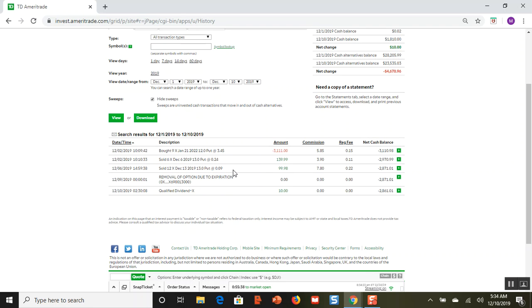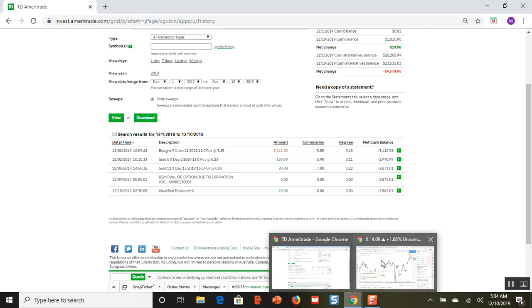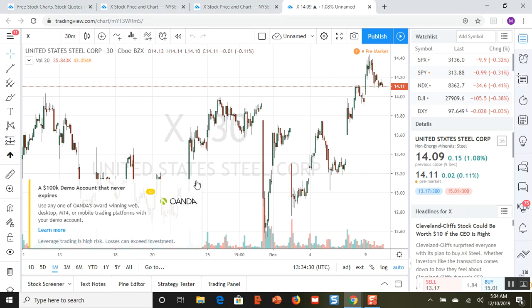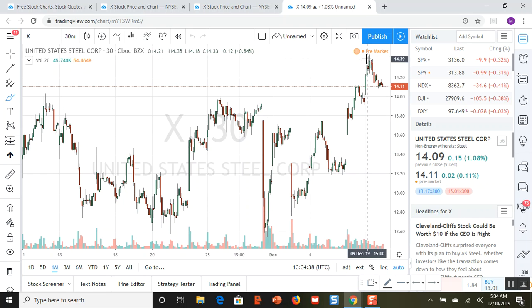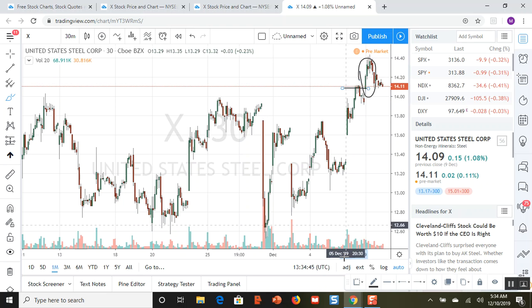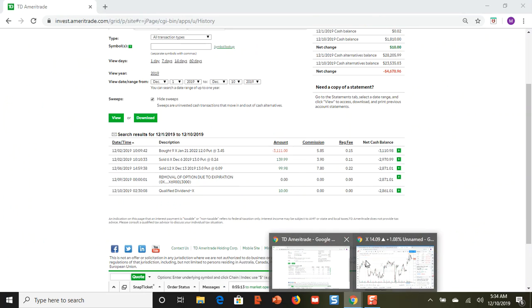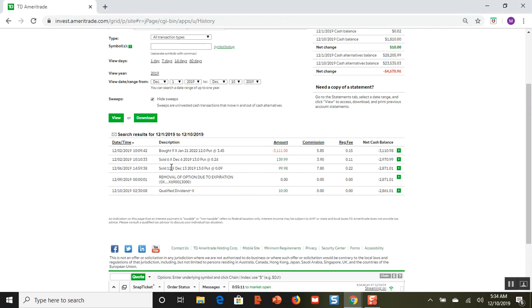That would have been Friday that I sold those, when I saw steel make the move upward. Let me go to the chart here. This is a 1-month chart for steel, and right here was last Friday, this move upward. When I saw it break into new territory, I felt like it was a pretty safe bet to sell more contracts, and so that's what I did. I sold 12 of them at $9 a contract and took in $99.98, so $100.